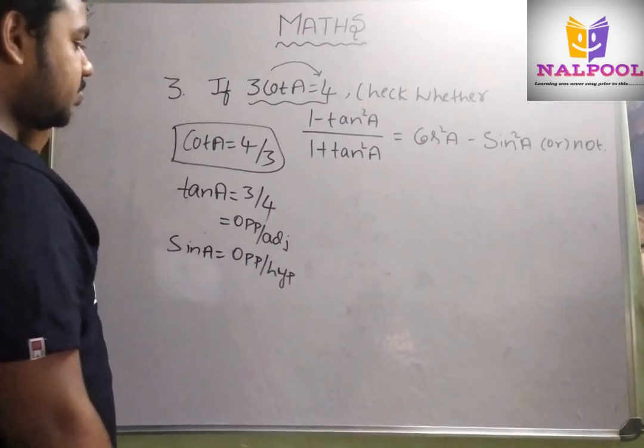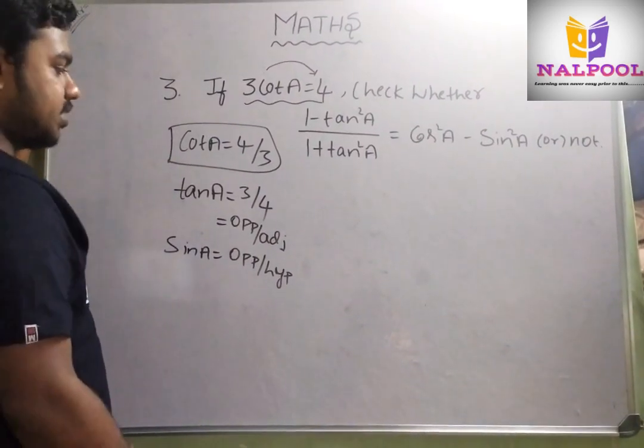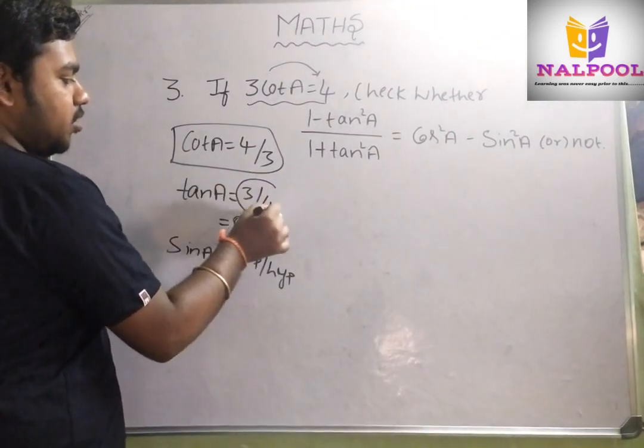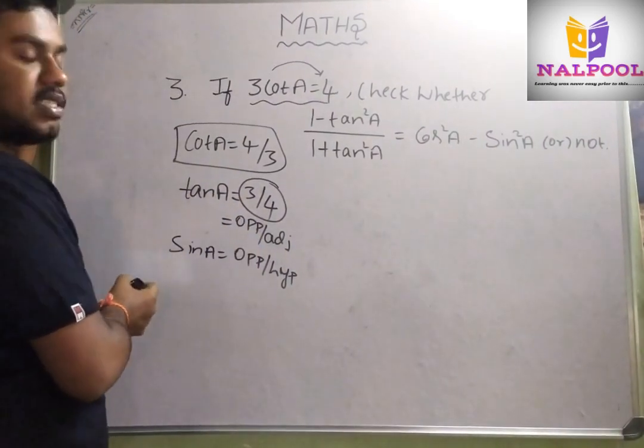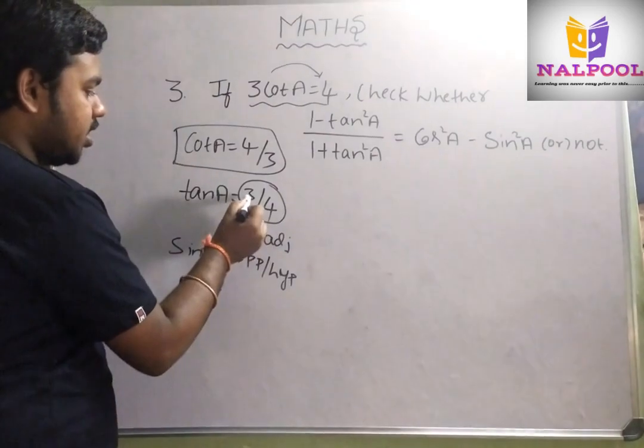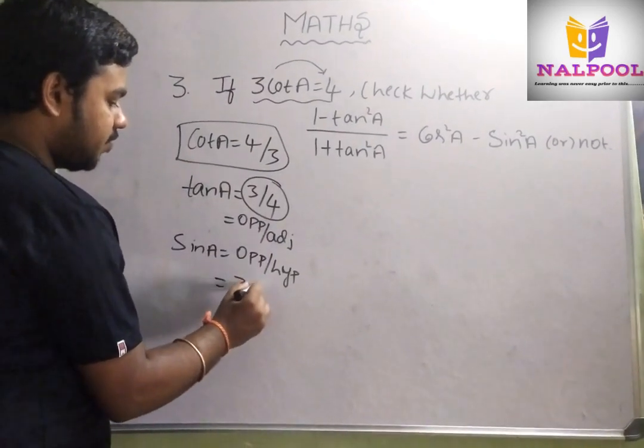In the previous problem, I have given Pythagorean triplets. In that list, if you find 3, 4, the other number for 3, 4 is 5. 5 is the hypotenuse. Therefore, here 3 by 5.